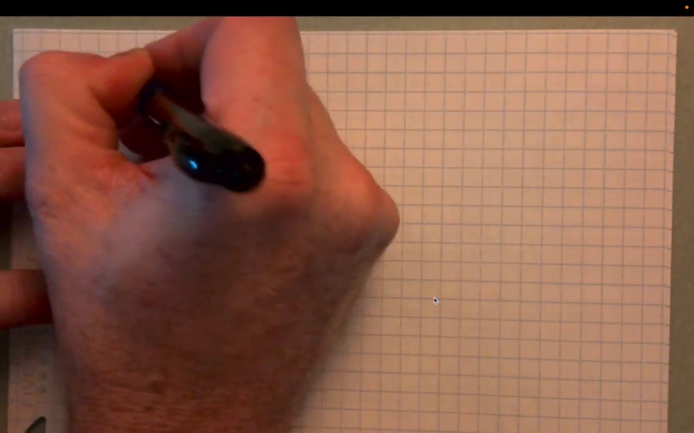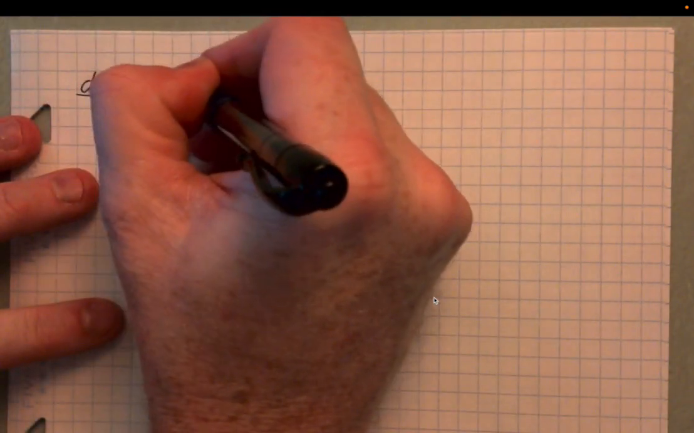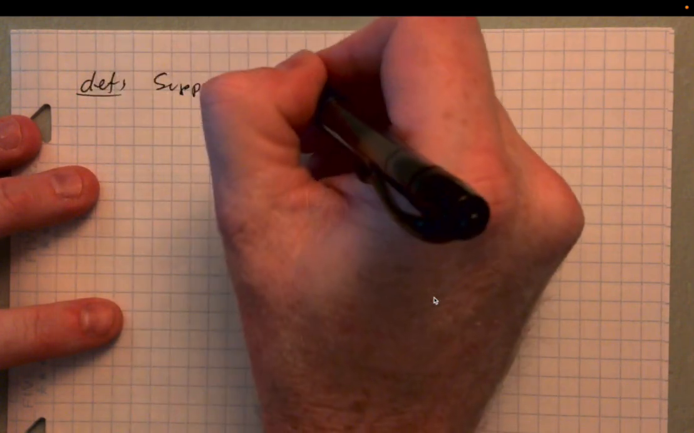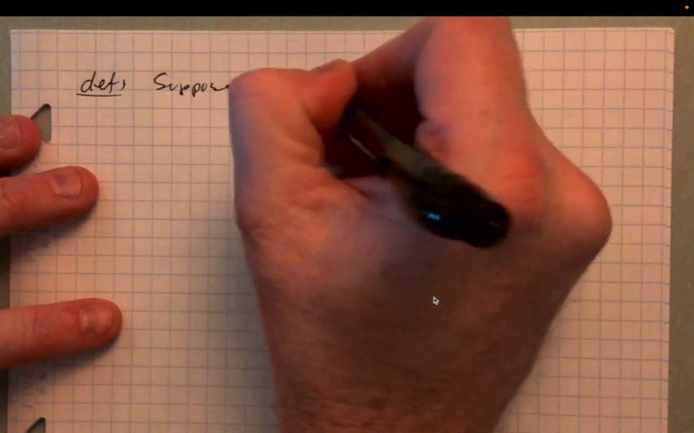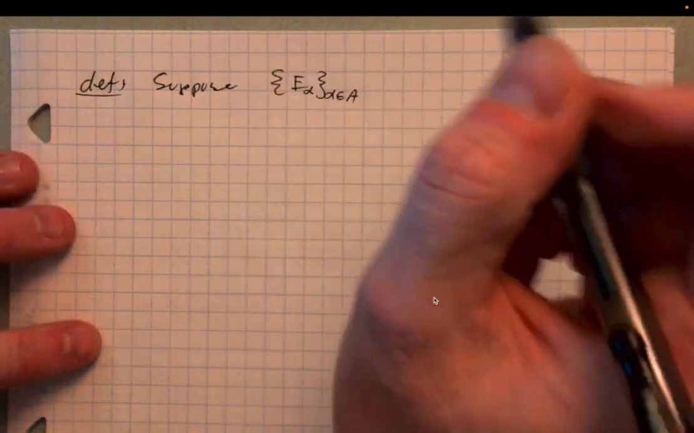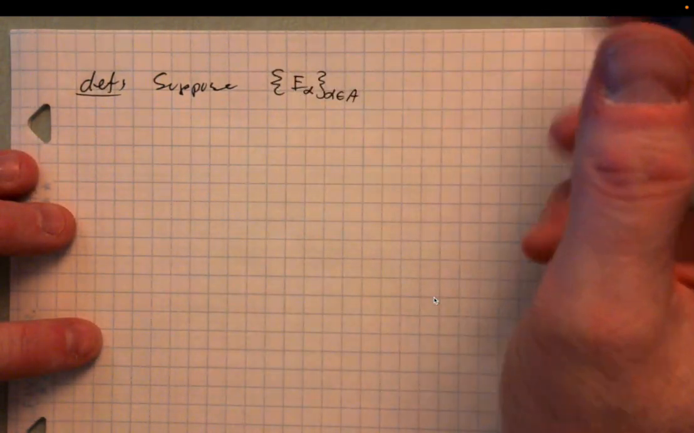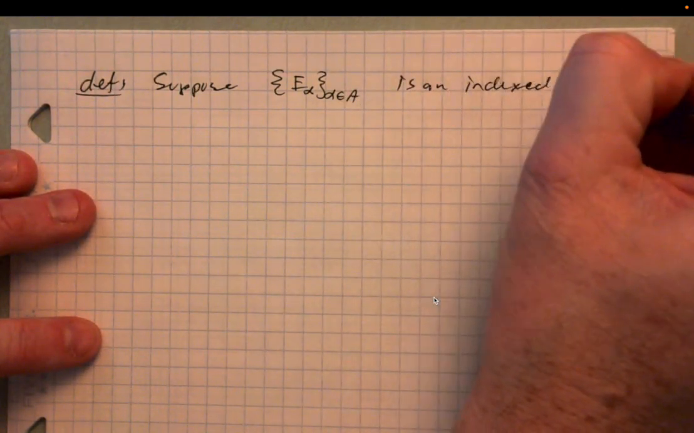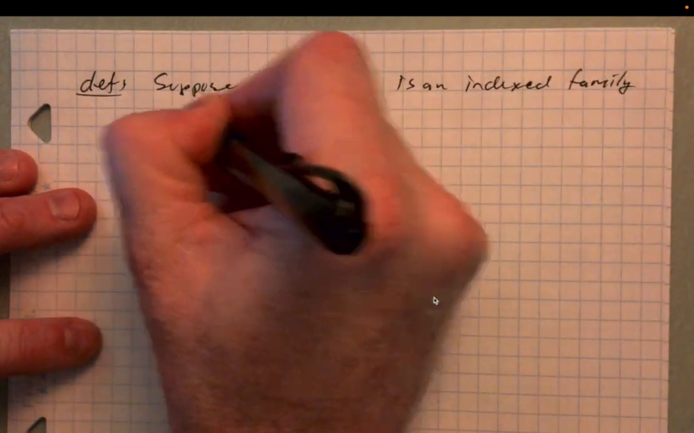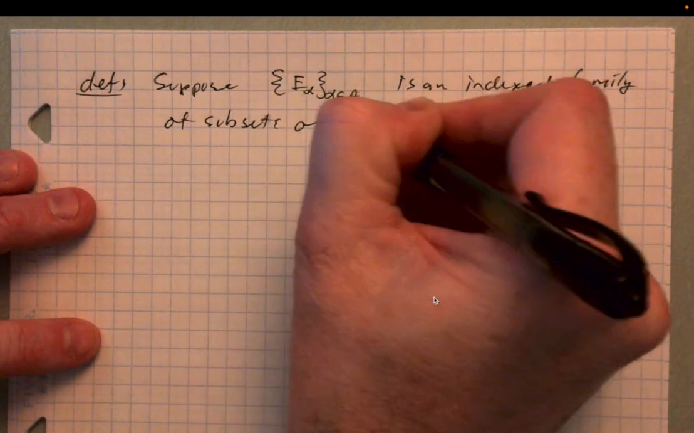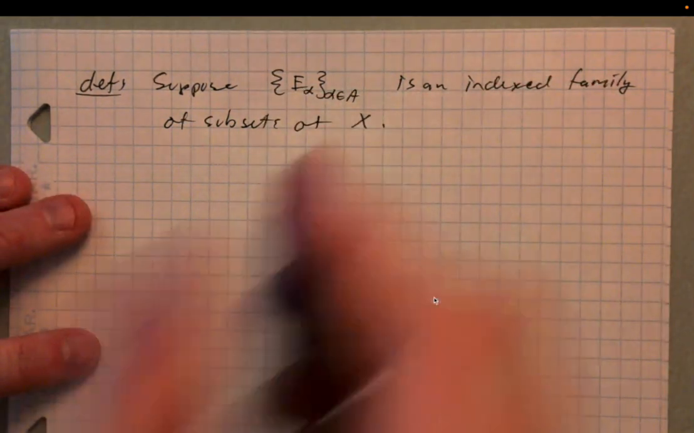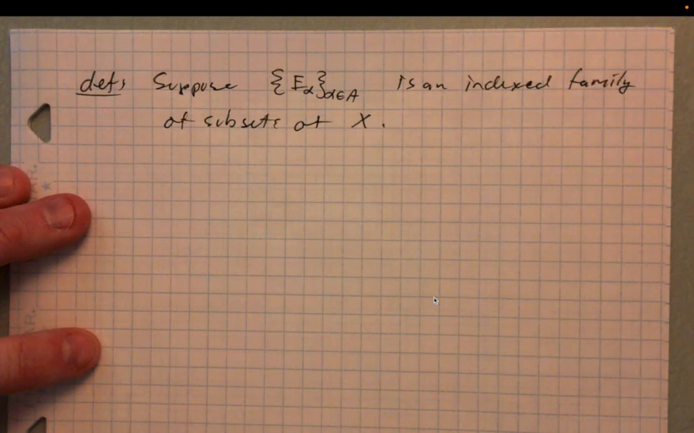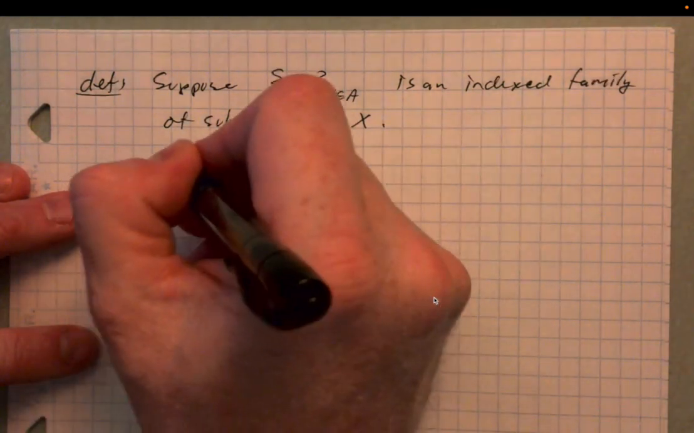So the next definition takes an indexed family of subsets and talks about the union of them and the intersection of them. So let's suppose that we have E sub alpha, where alpha is in some index set A. And this is going to be an indexed family of subsets of some set X. Then we can define the union and we can define the intersection.